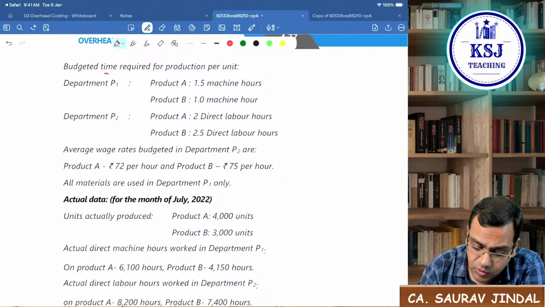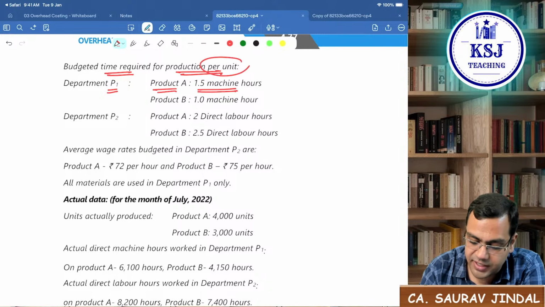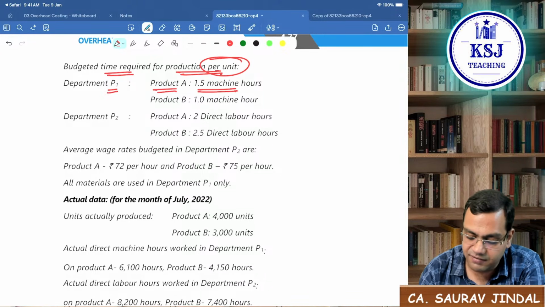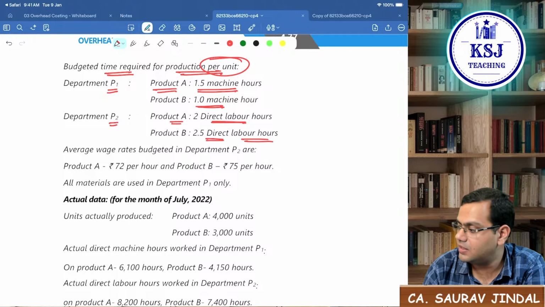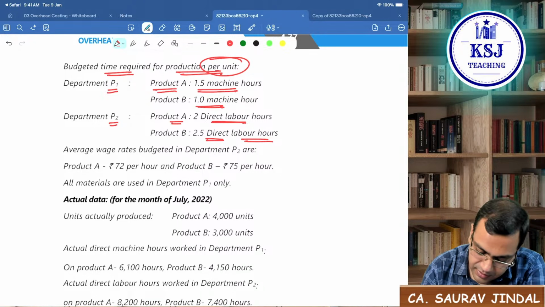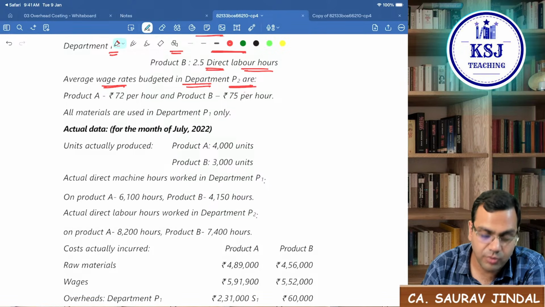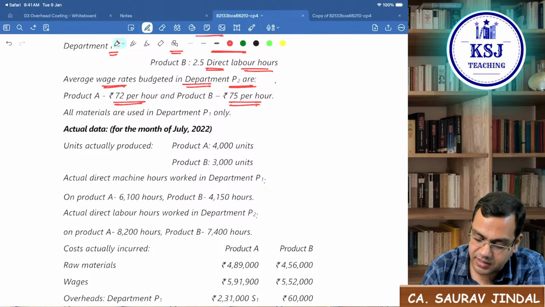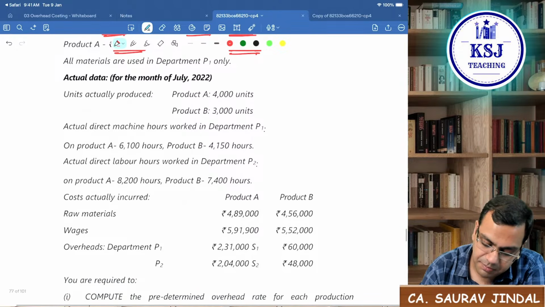Budgeted time required for production per unit: department P1, which is machine hours, on product A 1.5 machine hours per unit, and in product B 1 machine hour. Similarly, in P2 there are labor hours, so for product A 2 direct labor hours, and for product B 2.5 direct labor hours. The average wage rates budgeted in department P2 are product A rupees 72 per hour and product B rupees 75 per hour. These are all budgeted data given to you for the year. All material is used in P1 only.